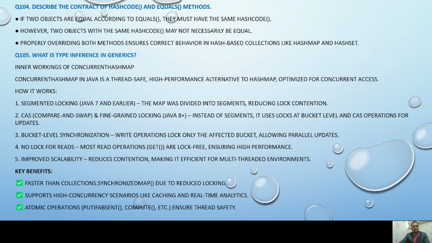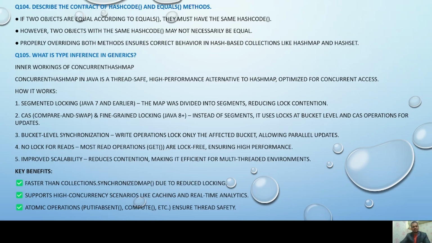Next question. Describe the contract of hashCode and equals methods. If two objects are equal according to the equals method, they must have the same hash code. However, two objects with the same hash code may not necessarily be equal. Properly overriding both methods ensures correct behavior in hash-based collections like HashMap and HashSet.